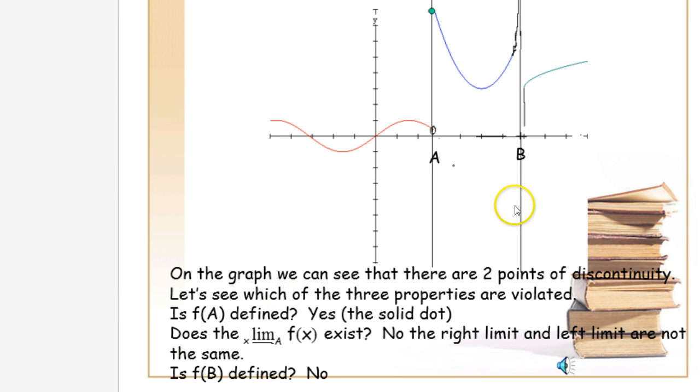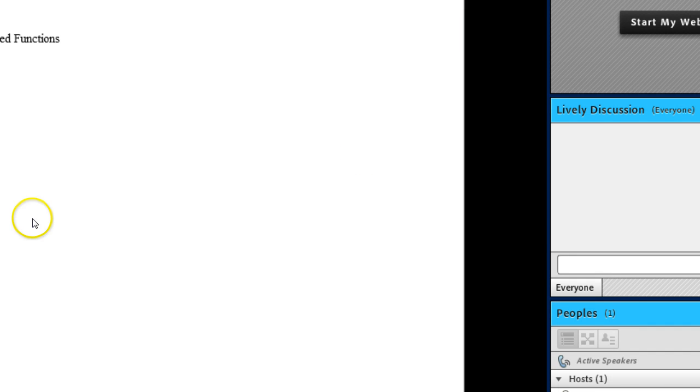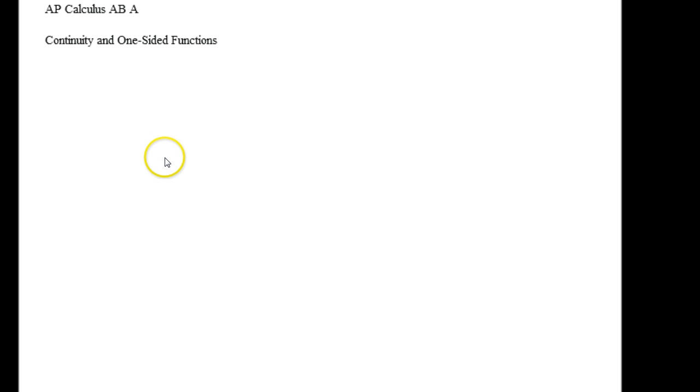Okay, now if we go to b, all right, is it defined? No, so we don't even answer any of the other two questions. So you just stop there, okay? So that one's pretty simple and straightforward. So as you guys are working on this stuff, just make sure you take into account, okay, continuity, can I draw it with a pencil? And one-sided function, am I approaching the same number?